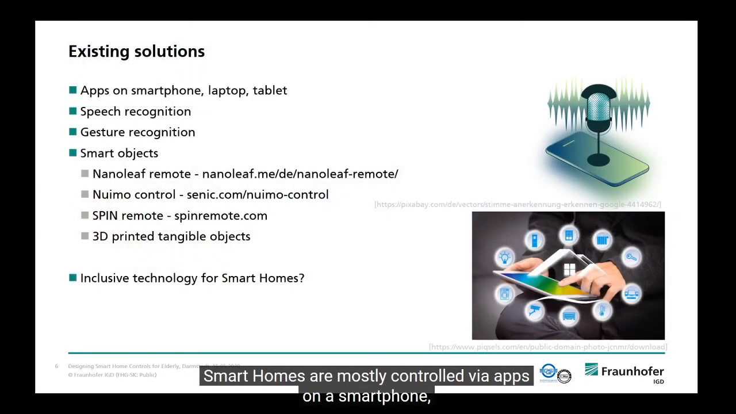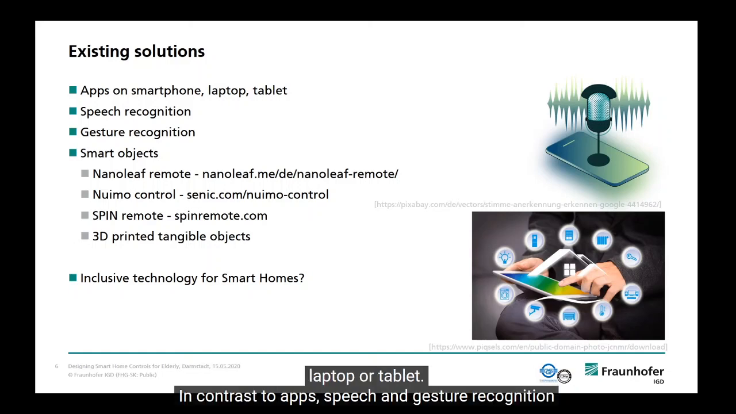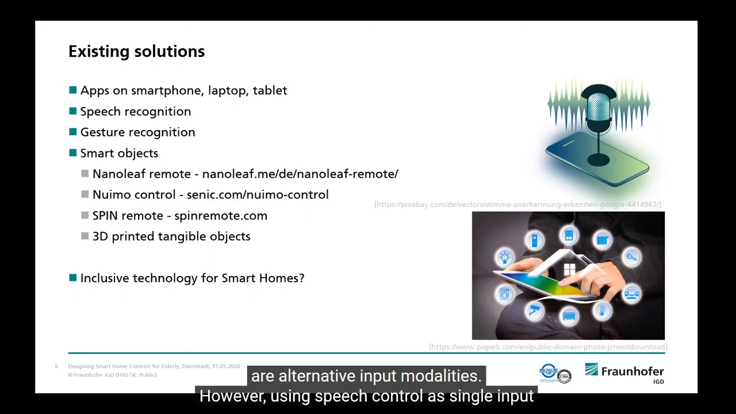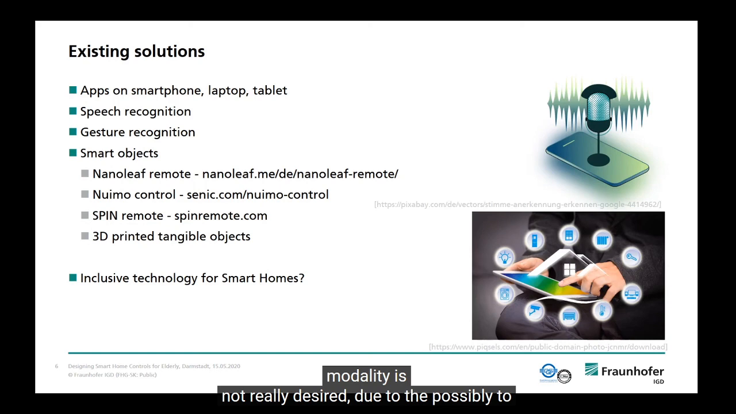Smart homes are mostly controlled via apps on smartphone, laptop or tablet. In contrast to apps, speech and gesture recognition are alternative input modalities. However, using speech control as single input modality is not really desired due to the possibility to interpret words as commands that are not meant as such. Additionally, misunderstandings and confirmations by the system add a delay.